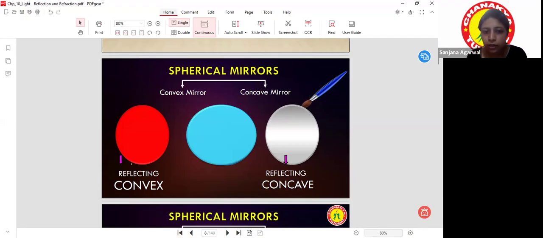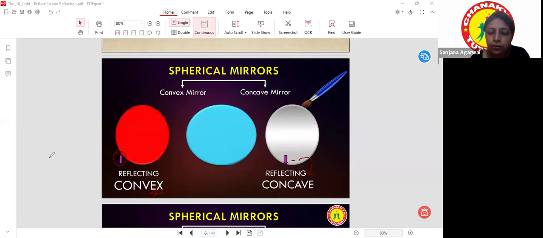Okay. So whenever, look at this red surface, it has the outer surface reflecting. The arrow points out the outer surface of the sphere is reflecting. Such a kind of surface is known as a convex surface. And whenever we have the inner surface of a sphere as reflecting, that type of surface is concave. I'll give you one more example.